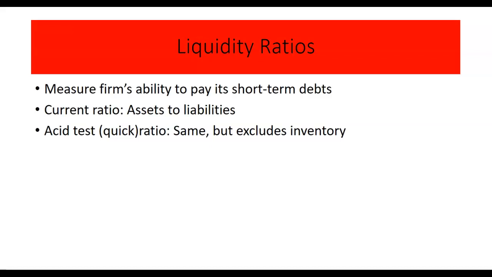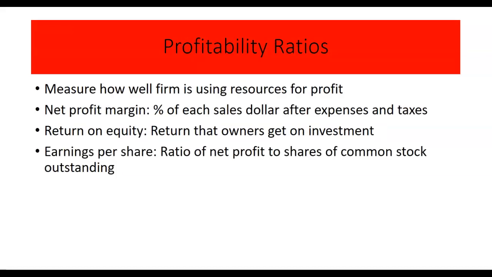Then we get into profitability ratios, and that means for the money we're spending, how much money are we making per dollar spent? A net profit margin means the percent of each sales dollar left after expenses and taxes. Return on equity means, for every dollar somebody invests in your company, what do they actually earn? And we can even break that down to earnings per share, the ratio of net profit to shares of common stock outstanding. That basically means the net profit of a company versus the actual number of common stock shares that are in the market.